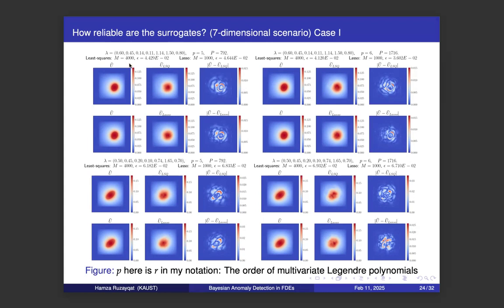And then I consider the least square model because 4,000 is much greater than P. So when you use the least square, here's the original image, and this is the exact solution, and this is the one you get from the surrogate model using this 4,000. And this is the absolute difference. If you measure the relative error, it's of order 10 to minus 2.